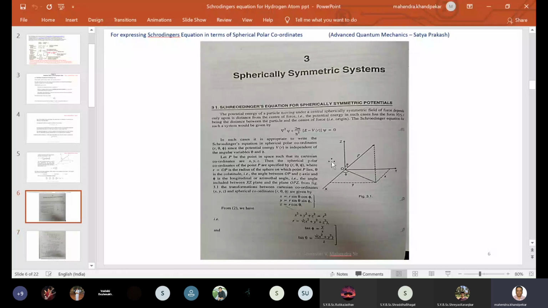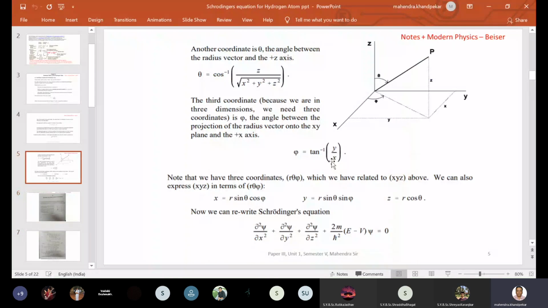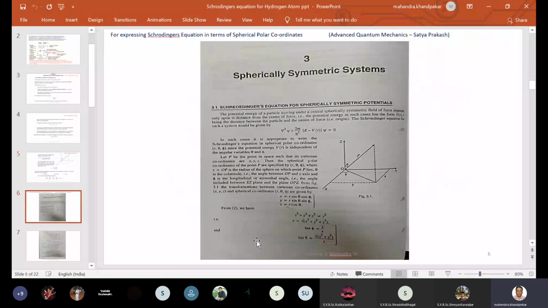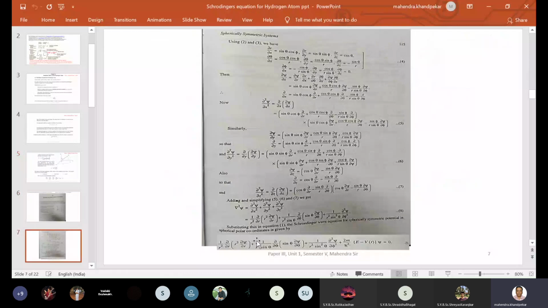Is it clear now? Yes, sir. Okay, so we are on this equation. This is called Schrodinger's equation. And then this slide is for you as a homework. And now I directly come to the spherical polar coordinates.